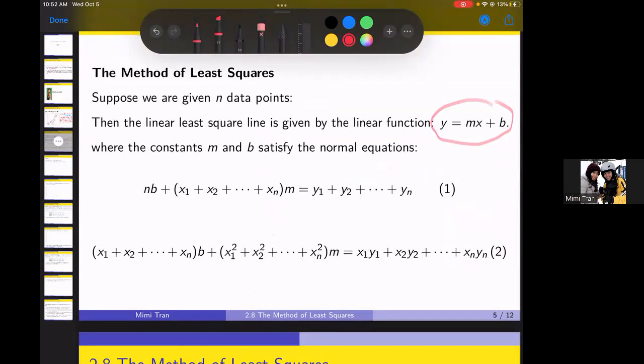And the second equation, same thing. You know what's x. All you do is just add them up.